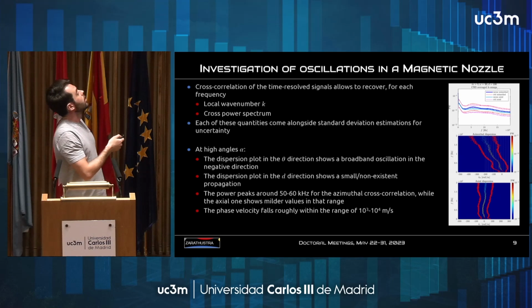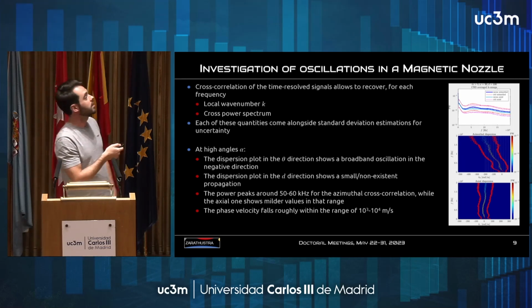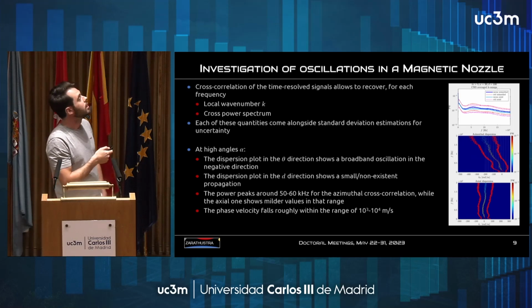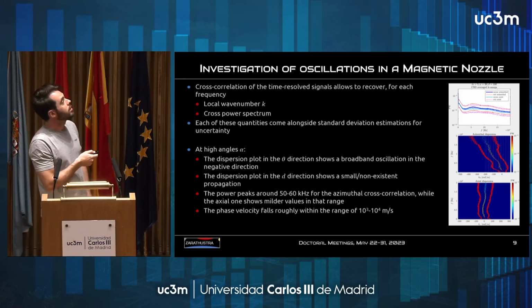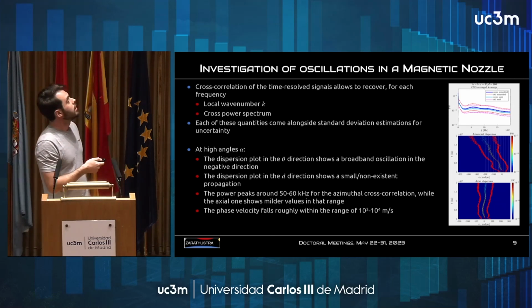One of the positions, 100 and alpha equal to 30 degrees, shows that there is a prominent broadband oscillation in the theta direction, in the negative direction of theta, whereas there is a small or non-existent component in the axial direction. You can also see that by looking at the power here: there is a power bump for the azimuthal component of the power, whereas this bump is not as prominent in the axial direction. We have again computed the local wave number that I introduced before.